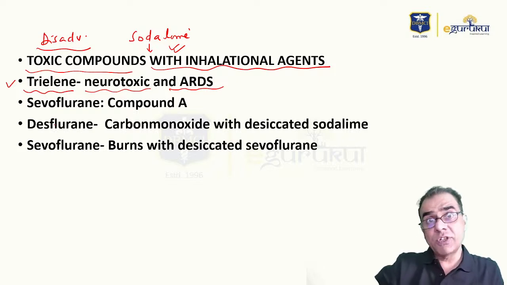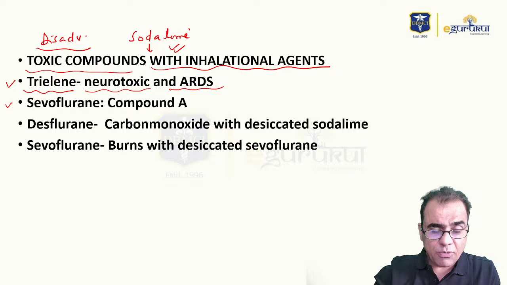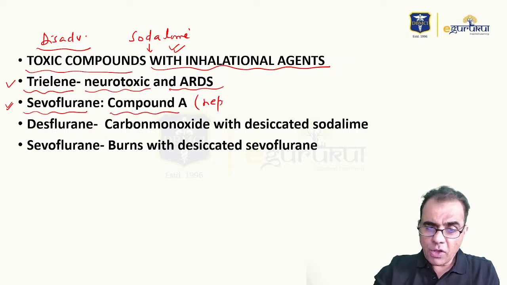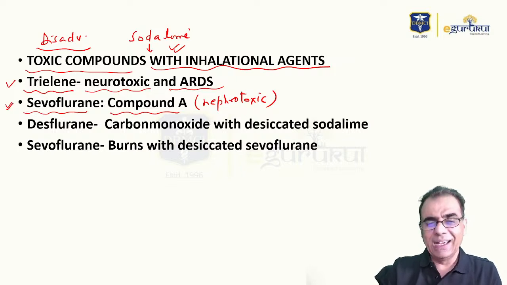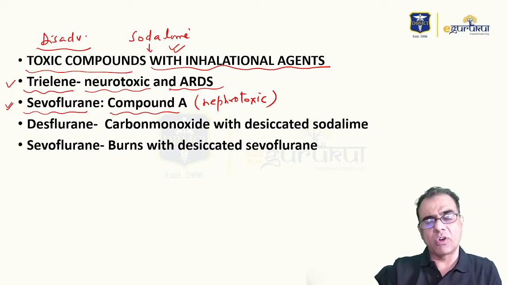But the agents we use nowadays can also produce toxic compounds with soda lime. For example, sevoflurane. Sevoflurane, by reacting with soda lime, produces a toxic compound called compound A, which is nephrotoxic. Although the production of compound A is very rare, it is not common, yes, still sevoflurane reacting with soda lime can produce compound A.